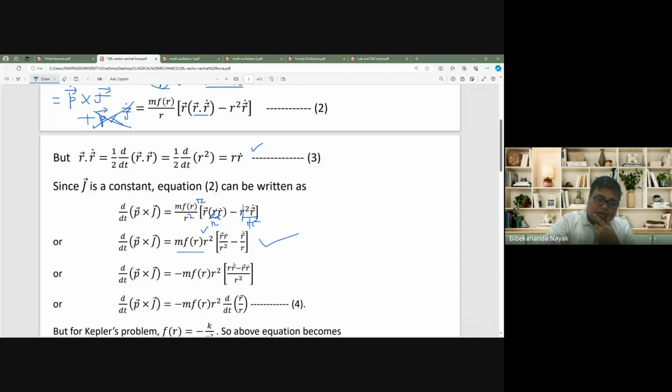Okay. So now the derivative of P cross J becomes minus m F(r) r square, and this term is nothing but the derivative of r vector by r, by the quotient rule: (v derivative of u minus u derivative of v) by v square, if you take the derivative of this quantity.